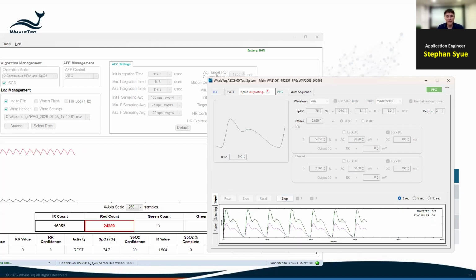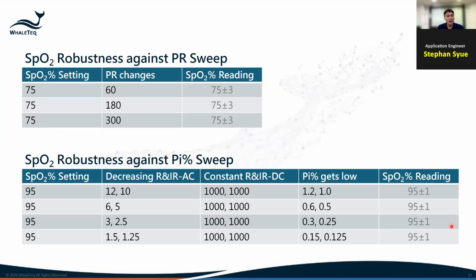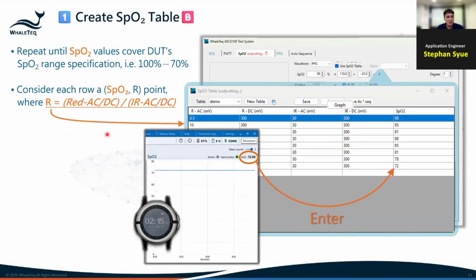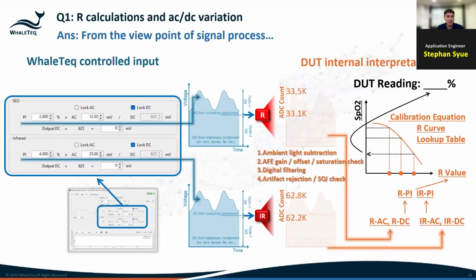All right. So next we've got to look at the SpO₂ robustness against the PI split. So we're going to decrease the red and IR AC level, and keep the same SpO₂ level. Why? Because from the formula, if the red AC and the IR AC decrease proportionally or increase proportionally, it doesn't affect the R value. So when the R value is not changed, SpO₂ is not changed. This is the mathematical trick I try to do using the PI sweep.